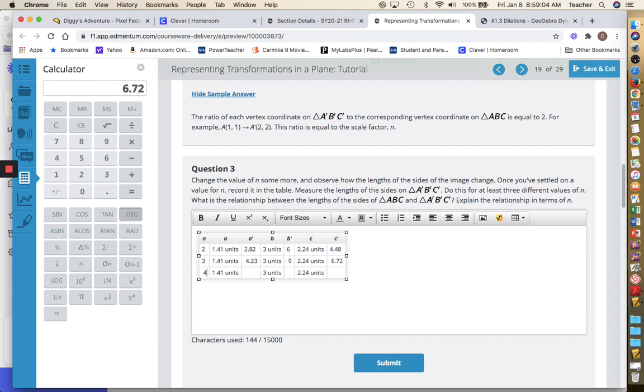All right, multiply everything by 4. So 4 times 1.41 is 5.64.